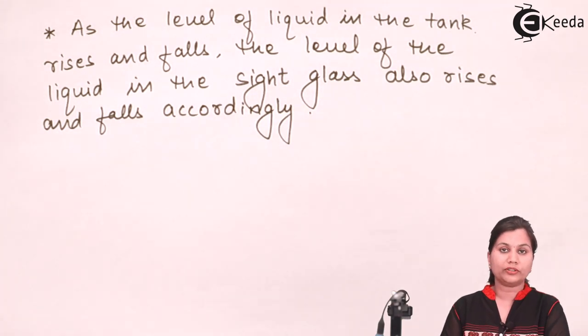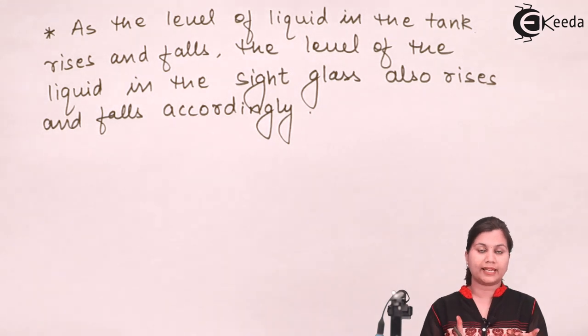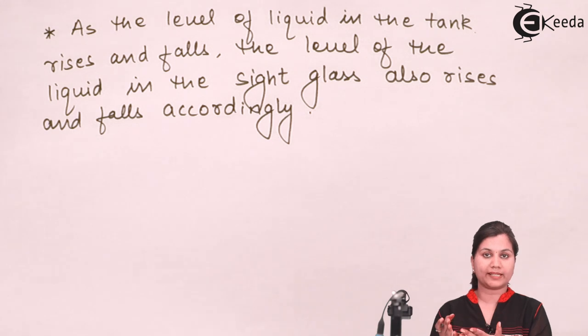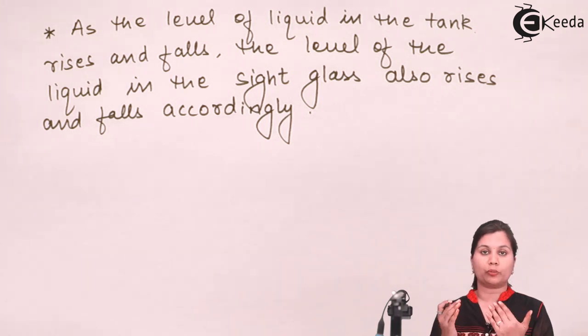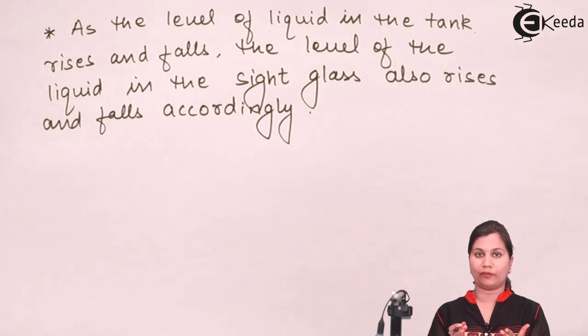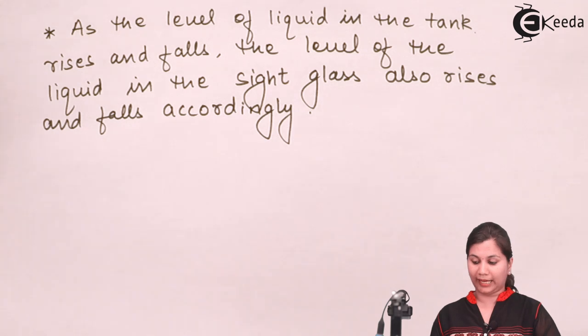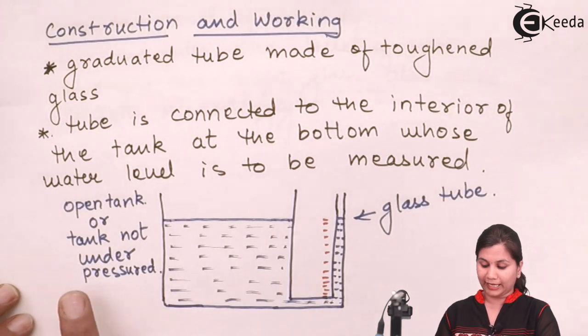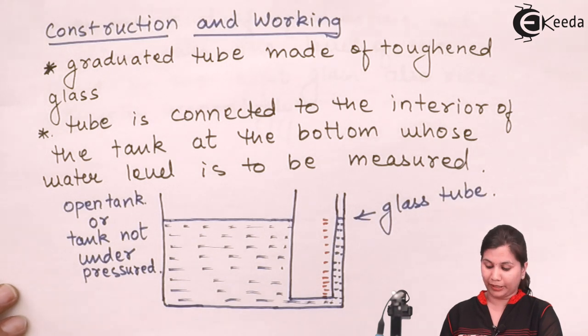So as the level of the liquid in the tank rises and falls, the level of the liquid in the sight glass also rises and falls accordingly. So by measuring the level of liquid in the sight glass, we can measure the level of the liquid in the tank. Now this was the case when the tank is an open tank and we can say that the tank is not under any pressure.